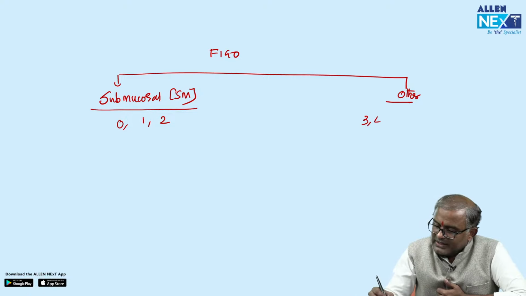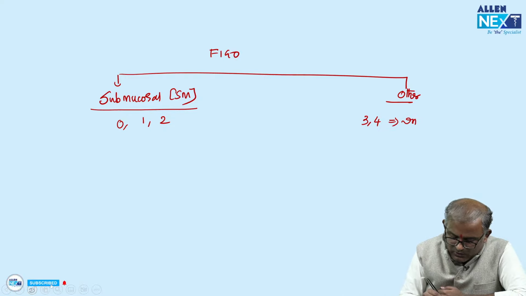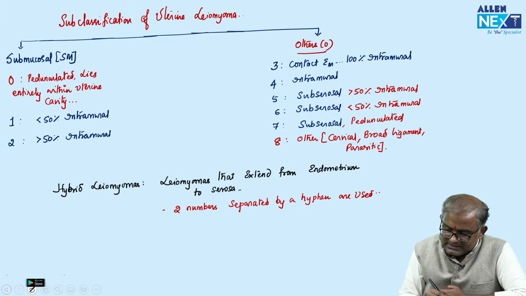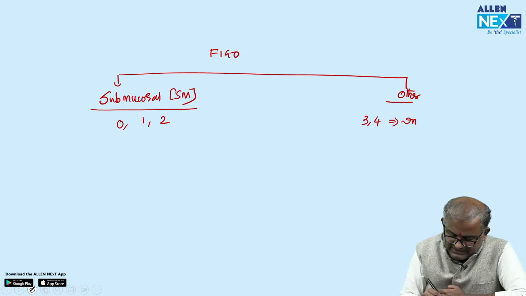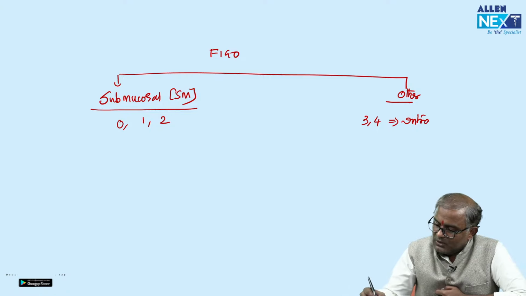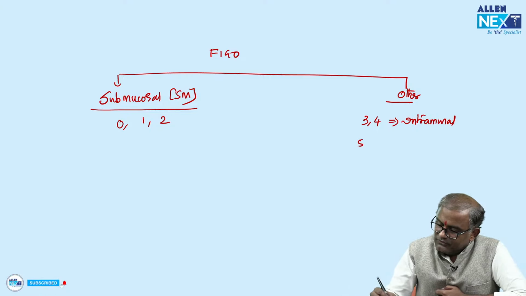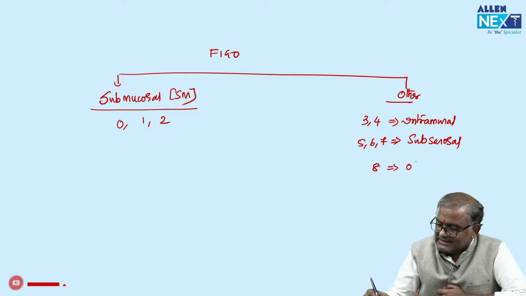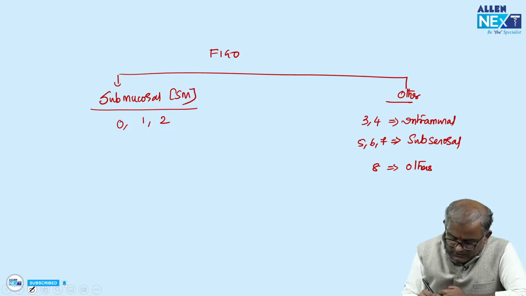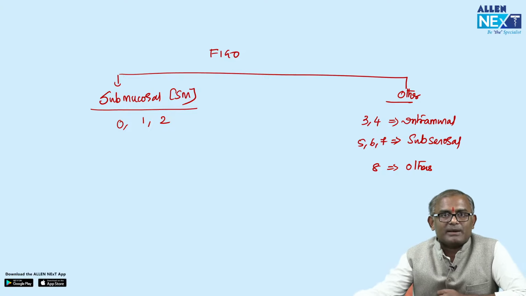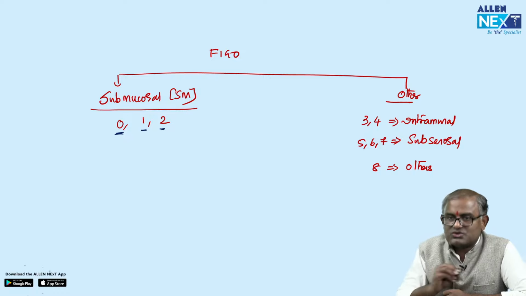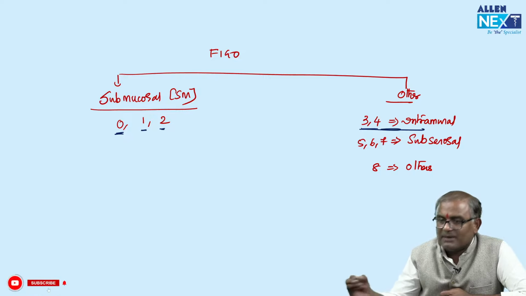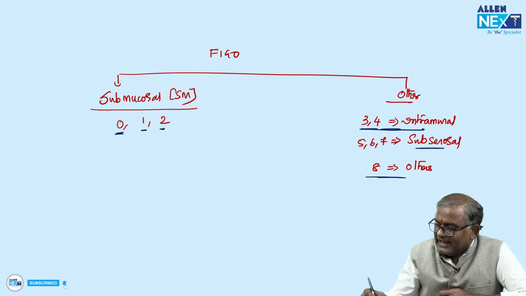Others means we give a score for intramural fibroid. Intramural is 3, 4, then 5, 6, 7 is subserosal, and 8 is others. So for submucosal fibroid, we give a score of 0, 1, 2; 3, 4 is definitely intramural; 5, 6, 7 is subserosal; 8 is others.